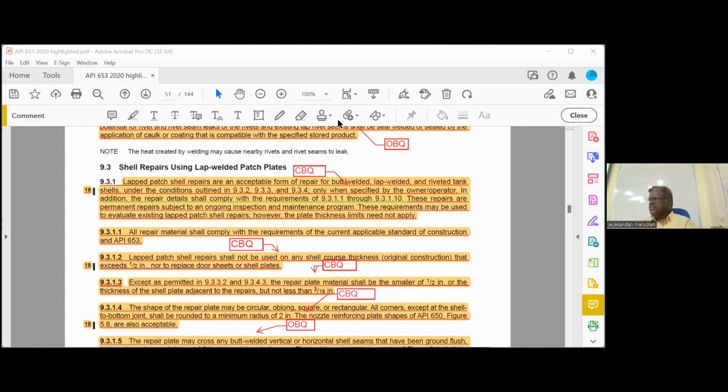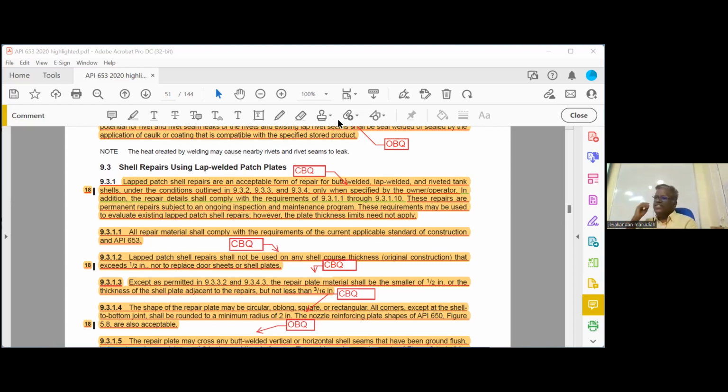Butt weld minimum dimension, what is it? I told you 12 inch or 12T, whichever is greater. Fillet weld minimum dimension is 4 inch. Butt weld maximum, there is no limit. Fillet weld maximum is 48 inch vertical, 72 inch horizontal. Butt weld, what is the radius? 6 inch or 6T, whichever is greater. Fillet weld maximum 2 inch. This is just so we can compare. But there are other conditions for fillet weld. If the shell thickness is more than half an inch, 12.5 mm, a fillet weld patch is not allowed.